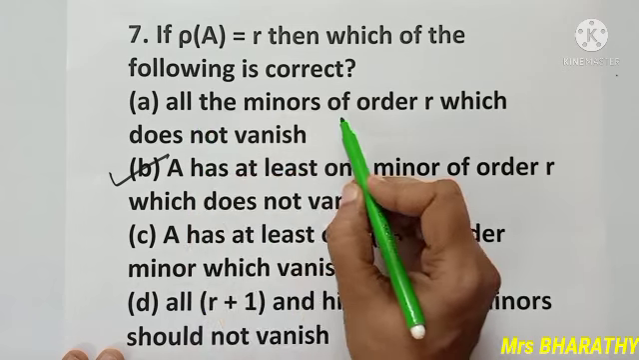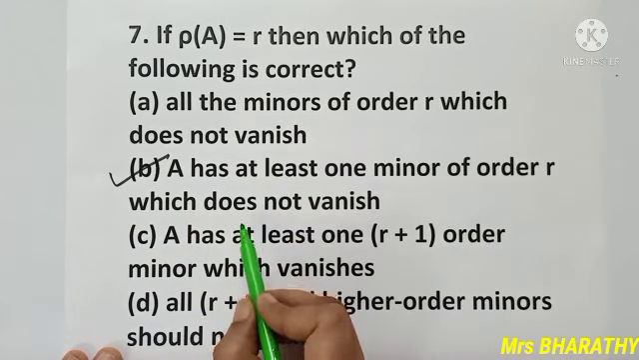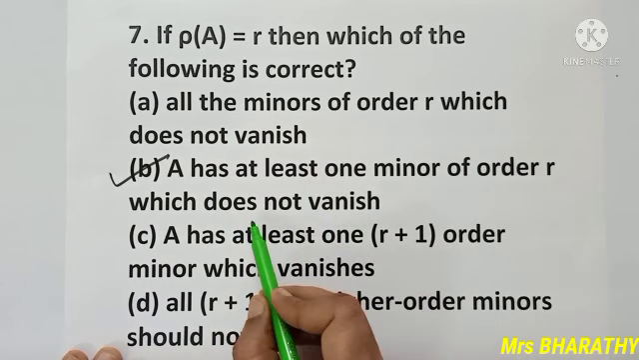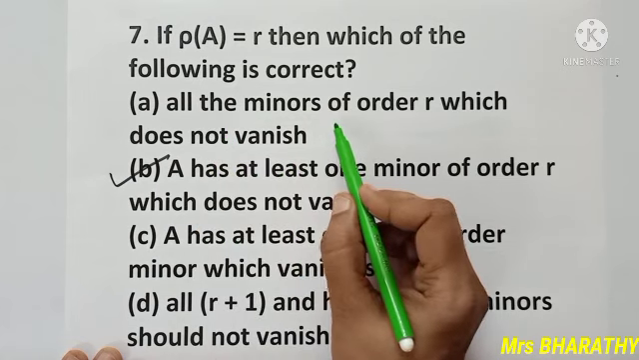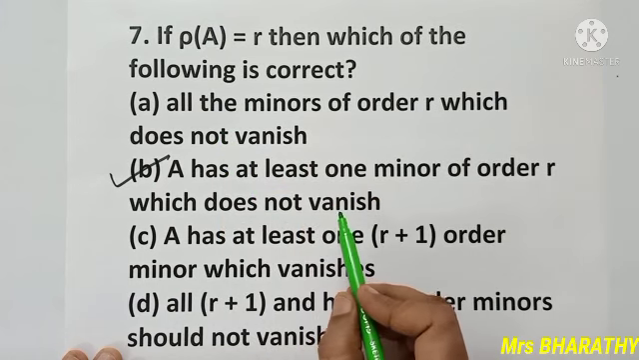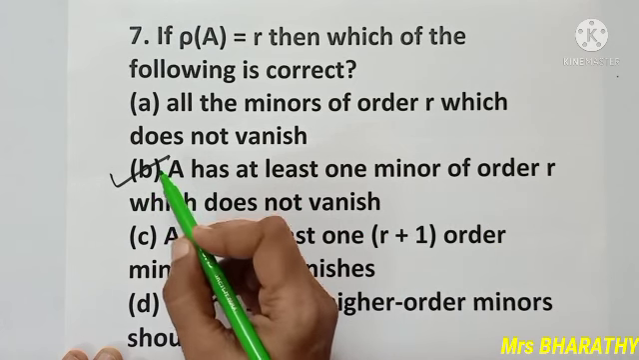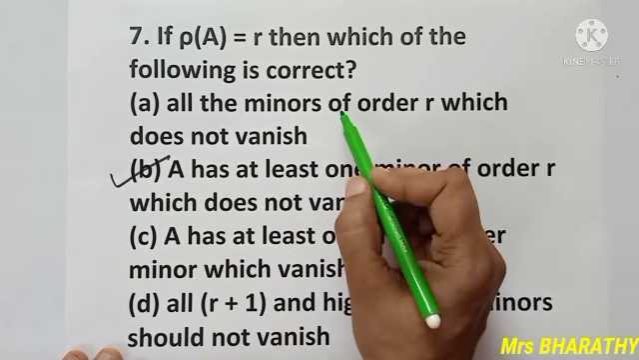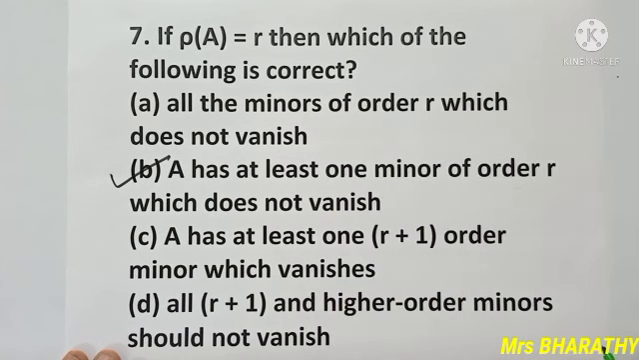All the minors of order R which does not vanish. We know at least one minor which does not vanish is enough. So all the minors is a wrong condition. Sometimes all the minors, but we need a minimum of one minor. So option B will be the very much suitable choice than this one. So this is not true in all the cases.